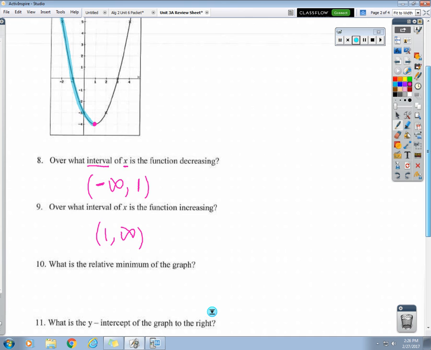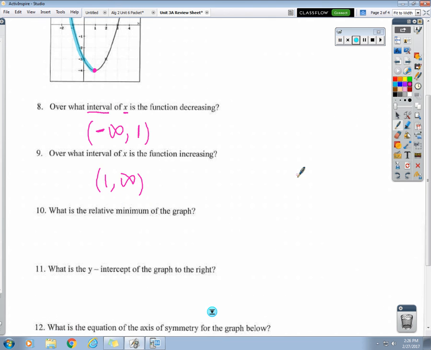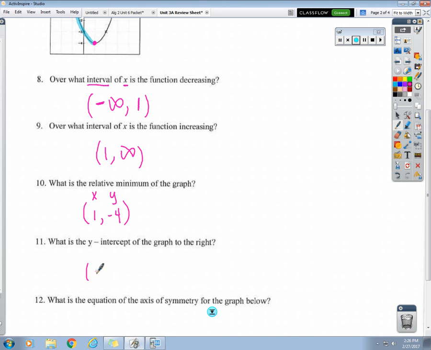Okay, what is the relative minimum of the graph? What is the lowest point on that graph? 1, -4. To get to that lowest point, you go right 1 on the x-axis, down 4 on the y-axis. Remember, all points are written x, comma, y. What is the y-intercept? 0, -3. To get to the y-intercept, you don't go left or right. You just go down the y-axis 3 units, so 0, -3.